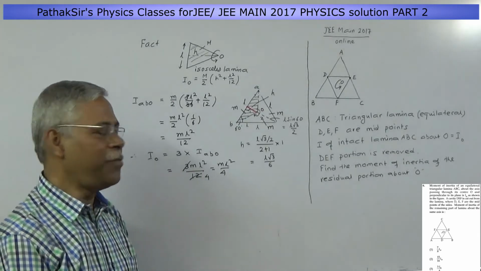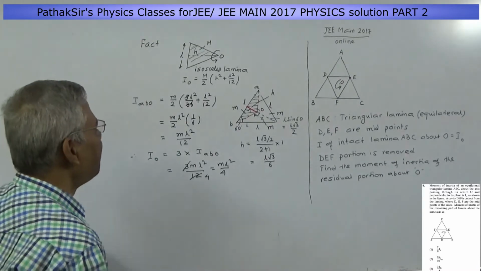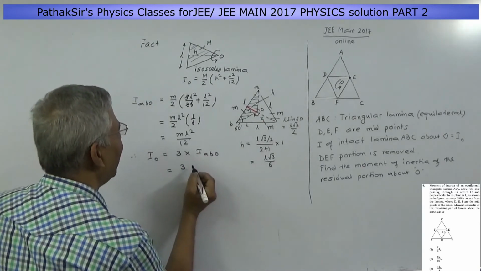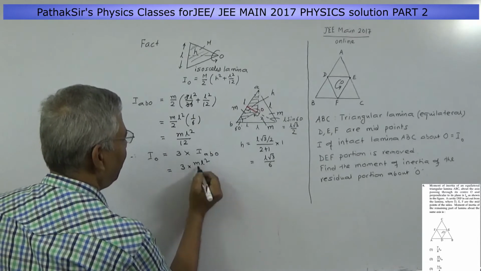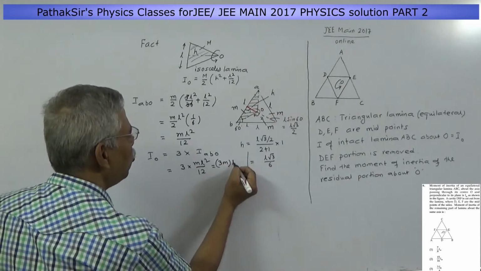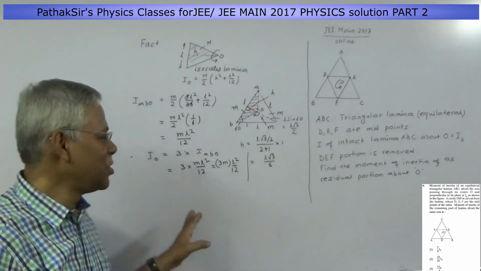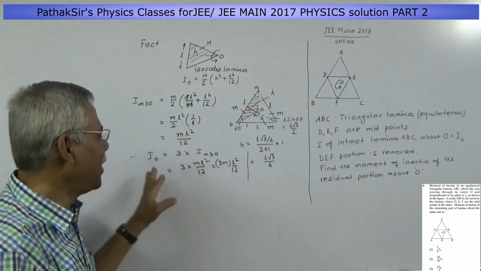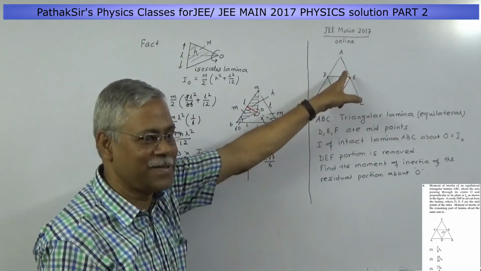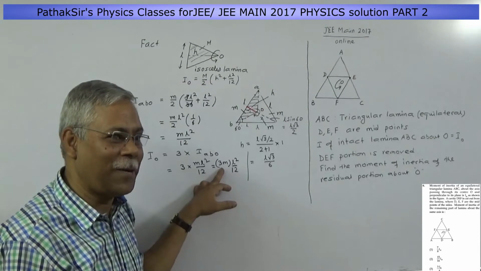I think instead of simplifying I will write it in this step. Let it remain in this step. That will be better. 3 into m L square by 12 means 3m into L square by 12. What is the advantage? What is my plan? I will use the same expression for finding the moment of inertia of DEF. I will treat this as a formula.